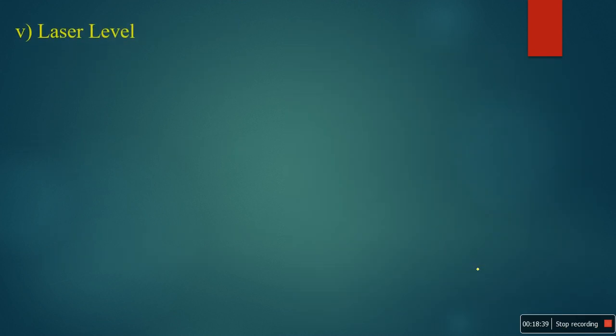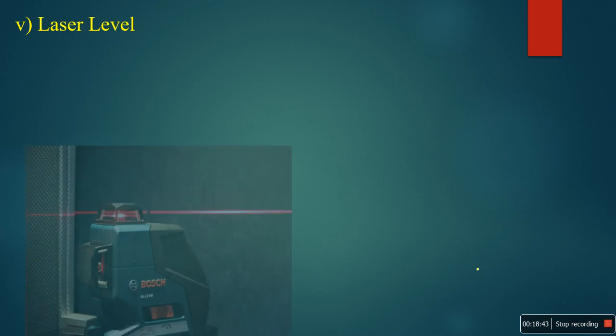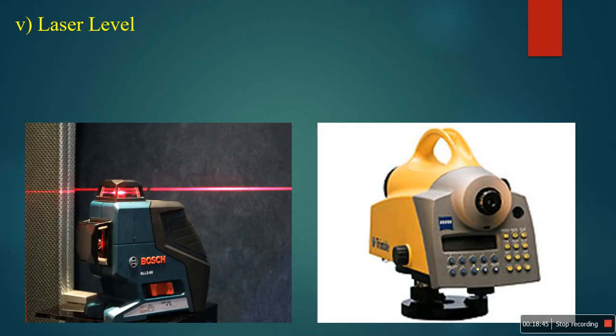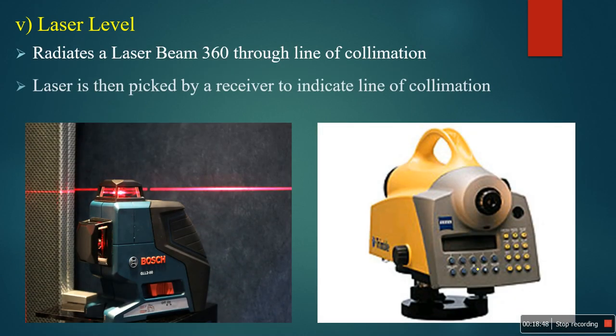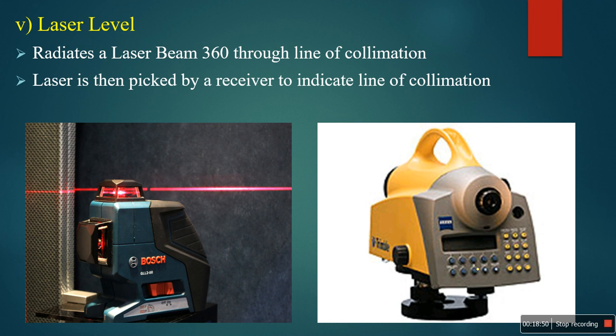Then the last, fifth one is the laser level. As per your syllabus it is not there, but I will tell about it here. These are the new modern surveying instruments. Here, without using the leveling staff, we can find the height with respect to the instrument. We measure height by using a laser beam.